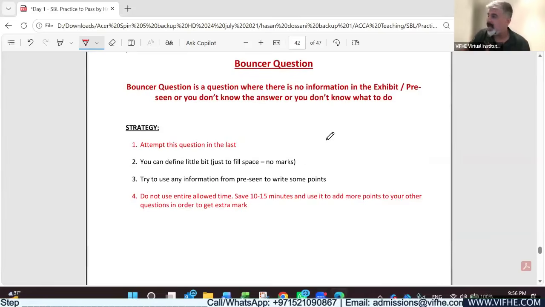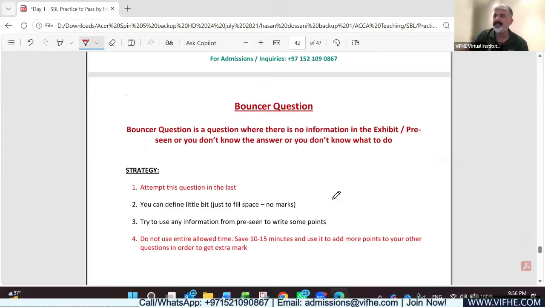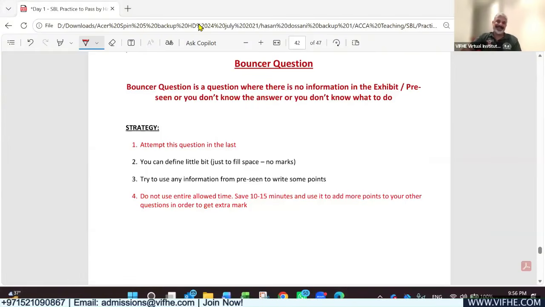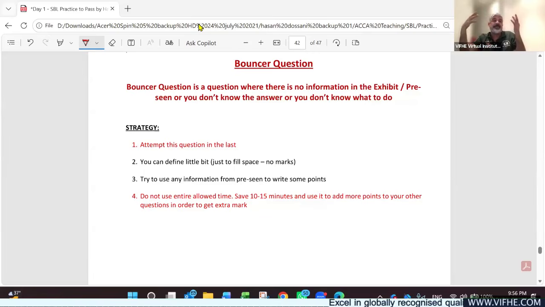All right. I think it's the last one. The last one is bouncer question. What is a bouncer question? That's my word, okay? I use this word bouncer question. A bouncer question is a question which goes above your head. A bouncer question is a question which you have no idea. It just goes above your head. And you will say, oh no, what the hell is this? That is a bouncer question.